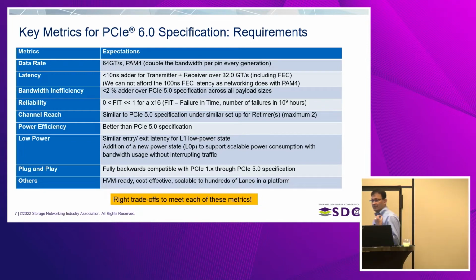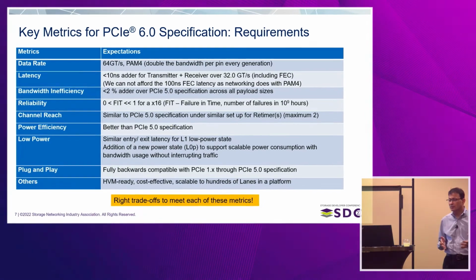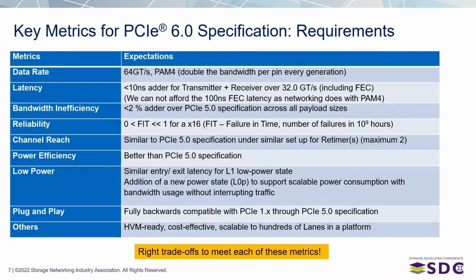Reliability. Clearly, it's not a negotiable thing. We measure reliability in FIT, which is failure in time. How many failures are we going to get in a billion hours? And we want it to be very close to 0. In reality, nothing is 0, right? There is always a probability of a failure happening, but we want that probability of failure in a by 16 link, as measured in FIT, to be as close to 0 as you can imagine.